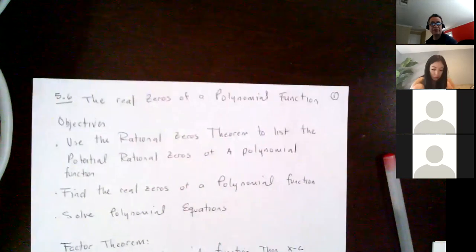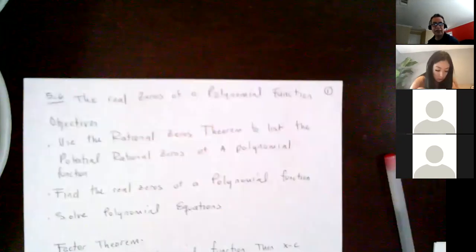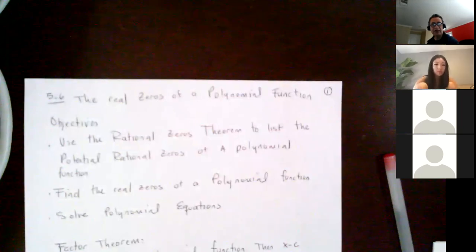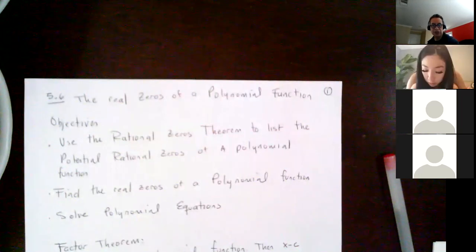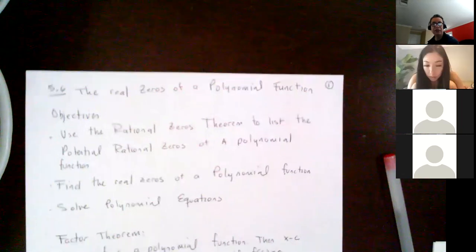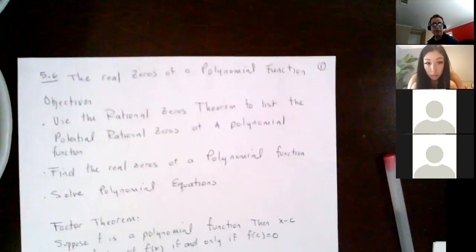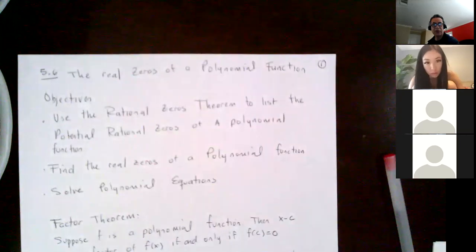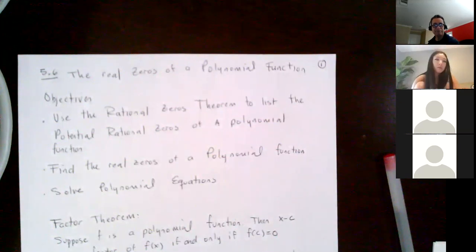All right, notice 5.6. The title is the real zeros of a polynomial function. So let's read the objectives. Use the rational zero theorem to list the potential rational zeros of a polynomial function. Find the real zeros of a polynomial function, and then solve polynomial inequalities.